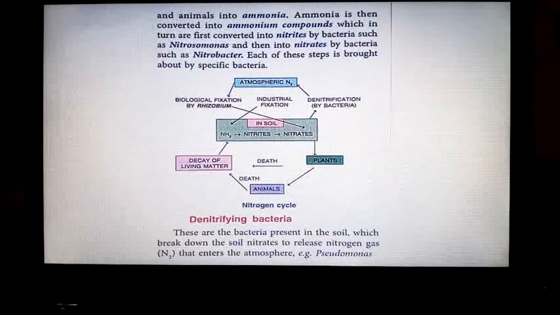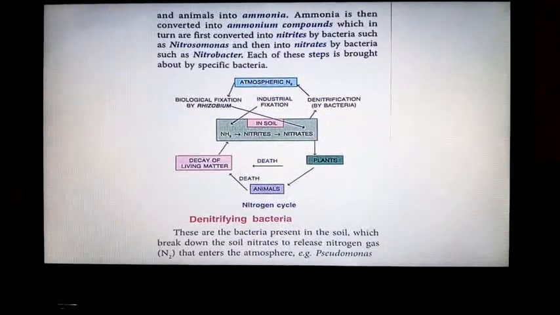See, atmospheric nitrogen N2 first comes down by biological fixation by Rhizobium, that is nitrogen fixing bacteria. That is one way it comes into the soil as nitrates. Another way, plants take these nitrates and pass them in the form of proteins to animals. When plants and animals die, the decayed matter is decomposed by another set of bacteria. They convert it into ammonia, NH3. NH3 is then converted into nitrites, then into nitrates. So two ways nitrates are coming into the soil.